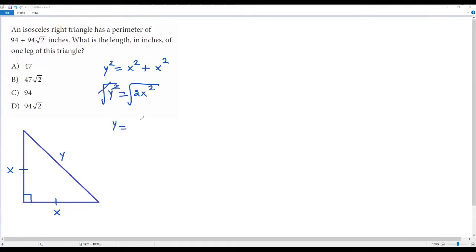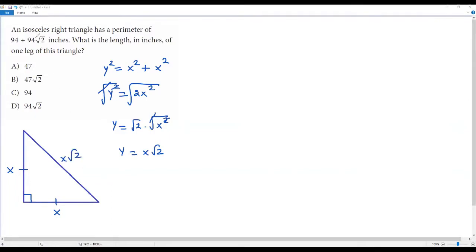I'm getting y equals, and the square root of 2x² can be written as √2 times √(x²). So the square root and square will cancel, and I'm getting y = x√2. So now I got the length of the hypotenuse in terms of x, that is x√2. So I replace y by x√2.